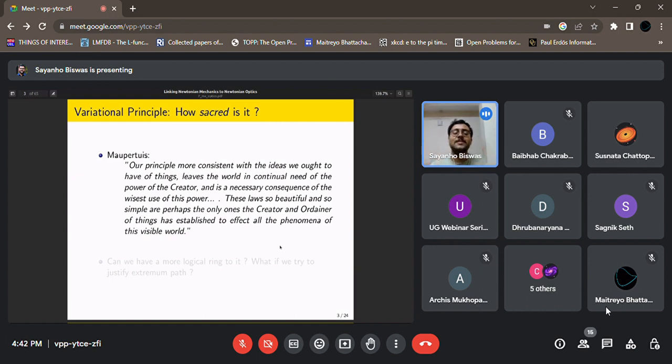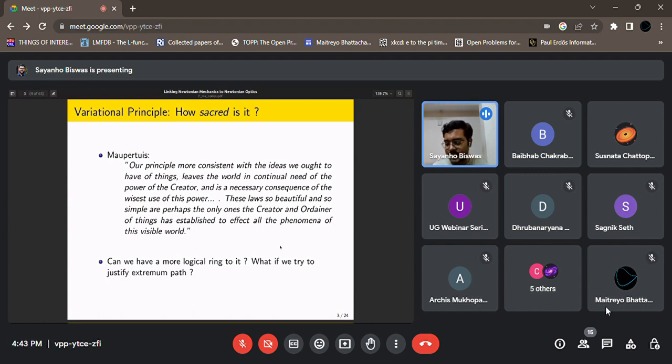He felt this to be a godly principle, that some quantity like action is minimized and nature just follows it. Let us try to put in an intuitive reasoning behind it. Let us start questioning God. Let us start questioning why we should have a variational principle in the first place. Maybe we might find some logical reasoning to it. Can we have a more logical ring to it?